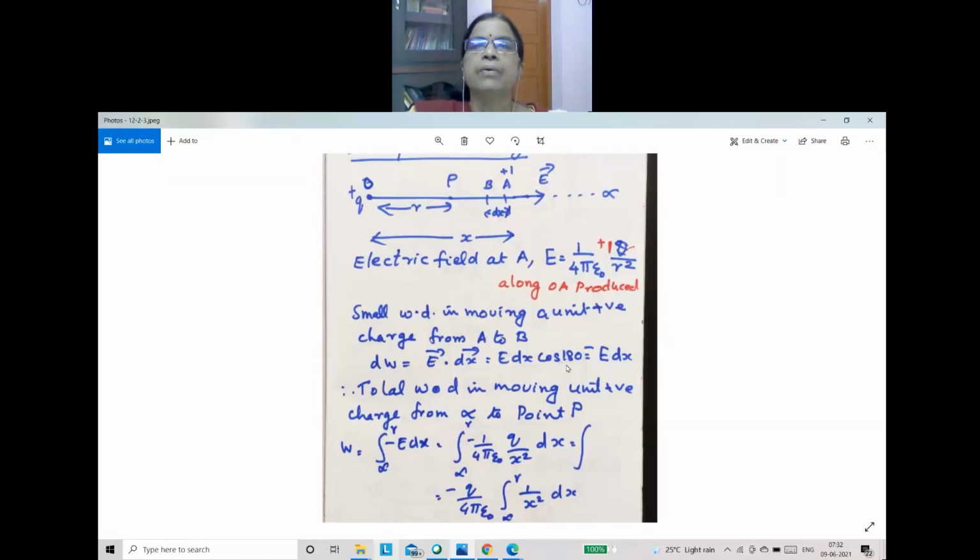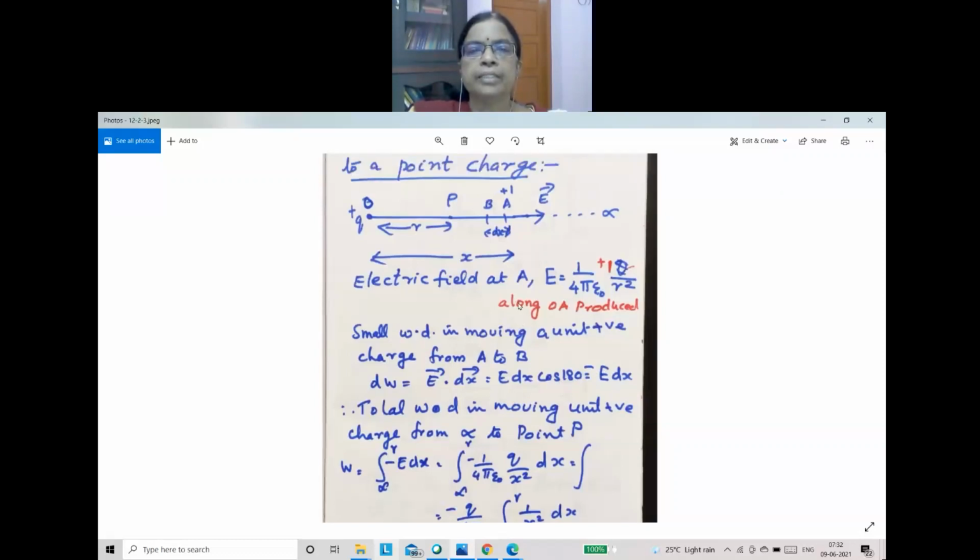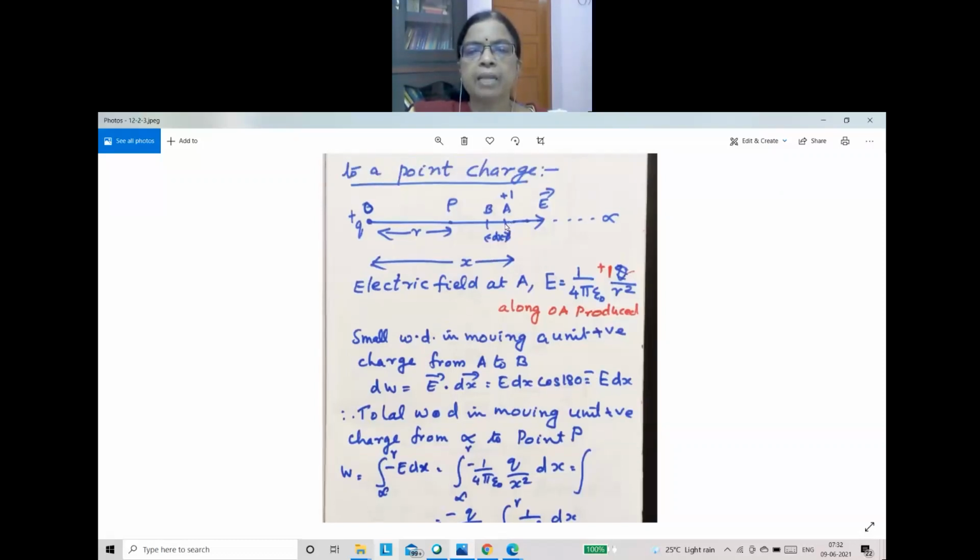How does it become 180, children? How does it become 180? We are doing the work from A to B. Electric field is outwards. And we are doing the work towards the charge. So, what is the angle between E and dx? Gramya, what is the angle between them? E is outwards. When we are taking the charge from A to B, what is the angle?